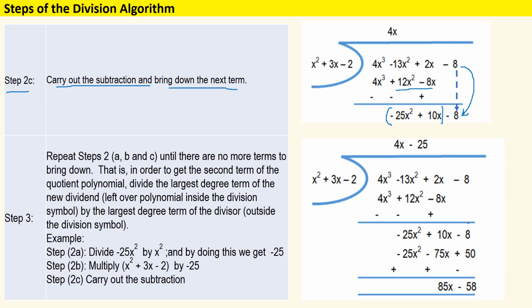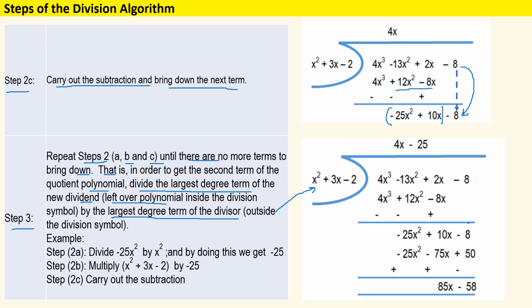The next step is step number 3, which says repeat the steps 2a, 2b and 2c until there are no more terms to bring down. That is, in order to get the second term of the quotient polynomial, divide the largest degree term of the new dividend, that is the leftover polynomial inside the division symbol, by the largest degree term of the divisor, which is outside the division symbol, and in our case this is the divisor.